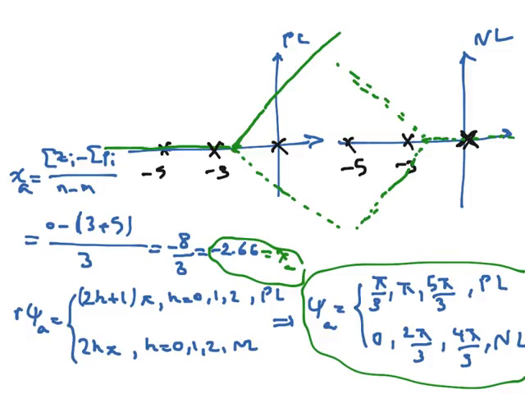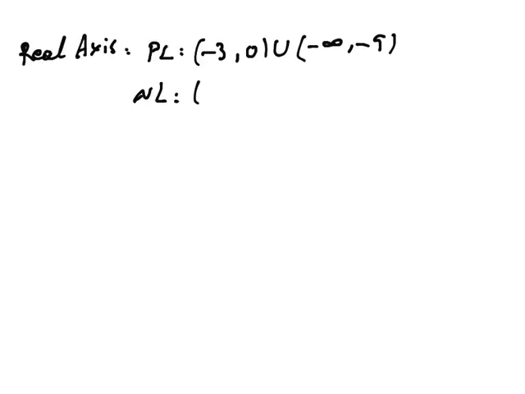So we will have -3 and 0 combined by -infinity and -5. And for negative locus, since we need to have an even number of poles and zeros on the right hand side of the test point, we will have a region from 0 to +infinity, and also from -5 to -3. So it is from -5 to -3, and from 0 to +infinity.